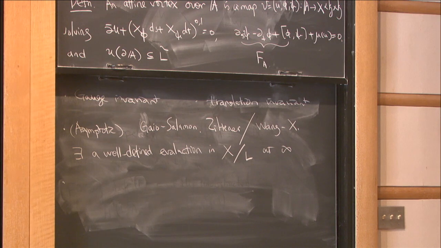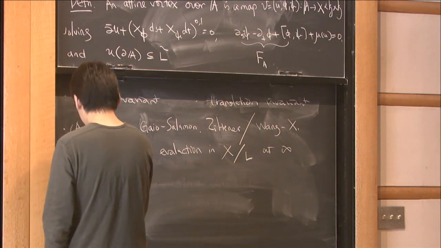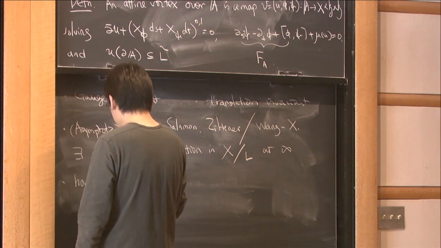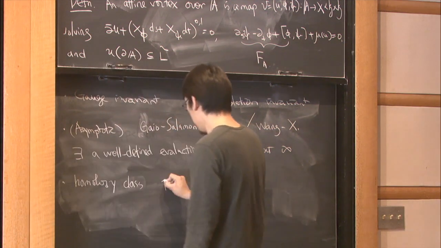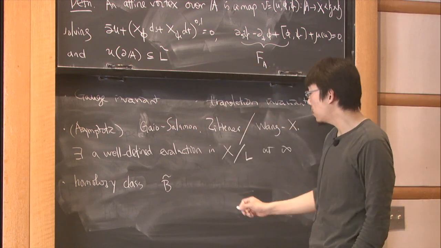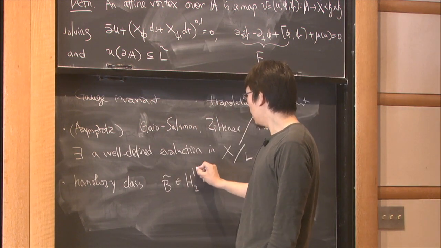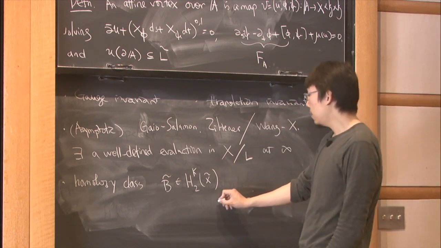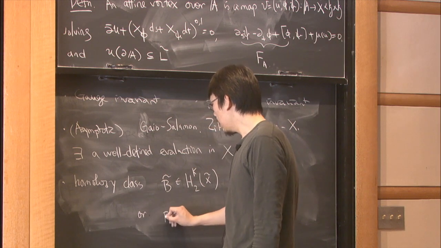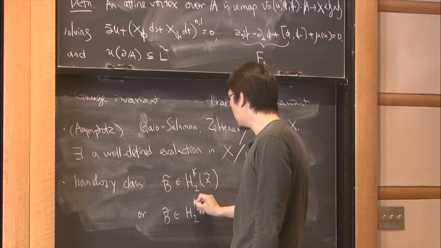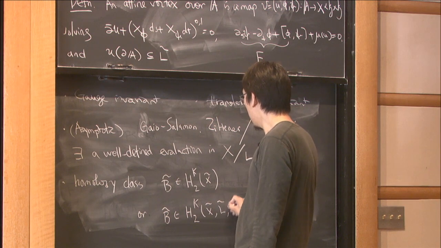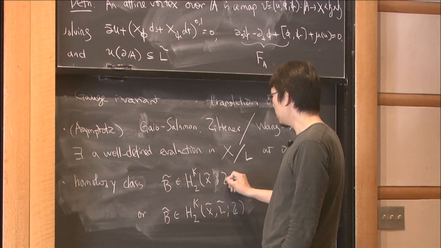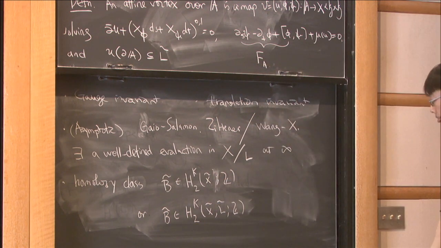So any solution actually represents some homology class. In the closed case, it represents an equivariant homology class upstairs. And in the open case, it represents a relative, with integer coefficients, relative equivariant homology class.